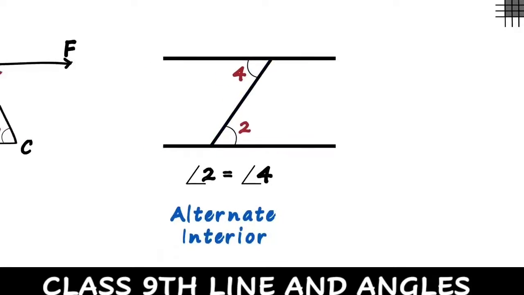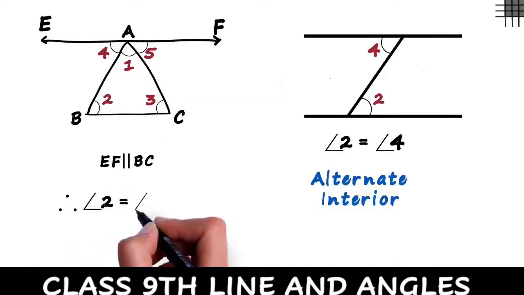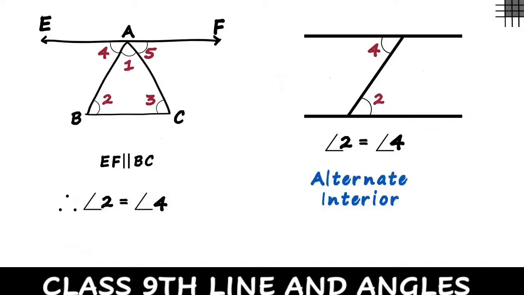Now let's zoom out and look at the original figure. BC and EF are parallel lines, and angle 2 and angle 4 are alternate interior angles, which is why angle 2 will equal angle 4. If you look at the figure carefully, you will notice that angle 3 and angle 5 are alternate interior angles too. AC is the transversal which intersects these two parallel lines. It means that angle 3 will also be equal to angle 5. Both these pairs are alternate interior angles.